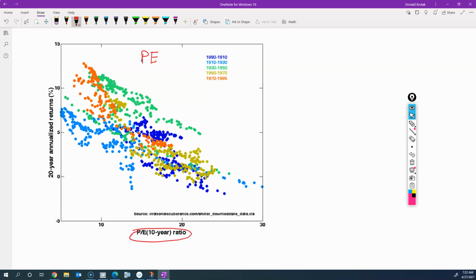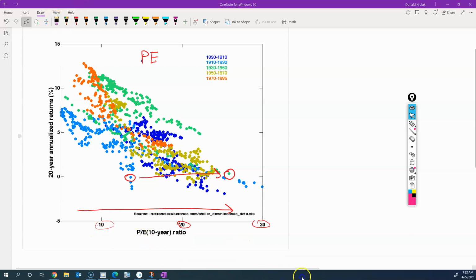Now, if you look at this graph, this is the P/E ratios down here. As you go this way on the graph, the P/E ratios are getting higher. So for example, this company right here has a higher P/E ratio than this company because it's further to the right. So as you go to the right, the P/E ratio gets larger.